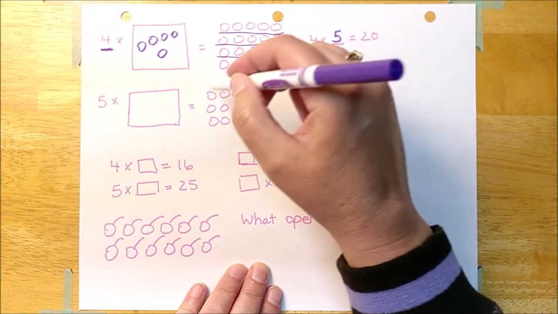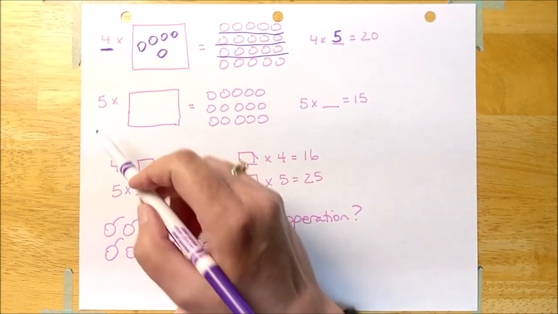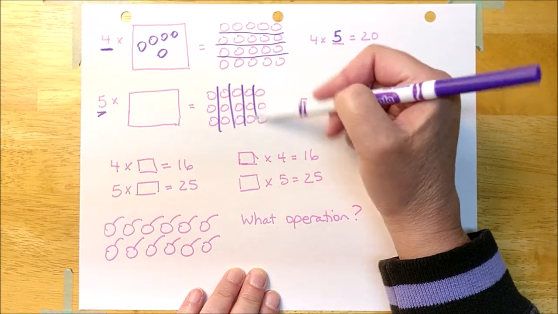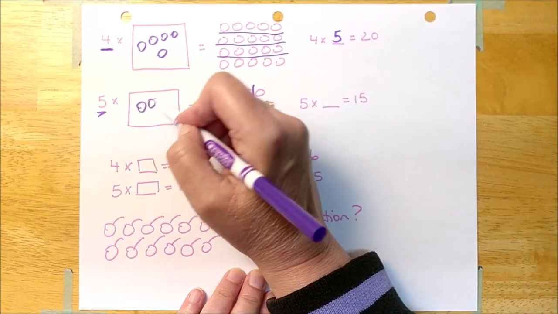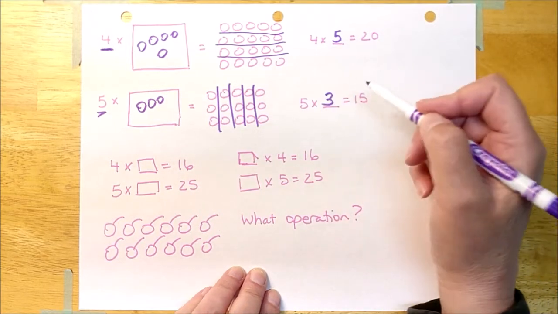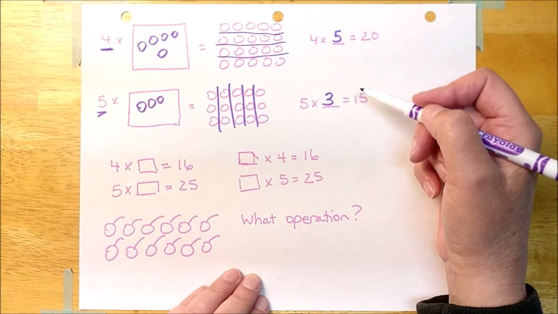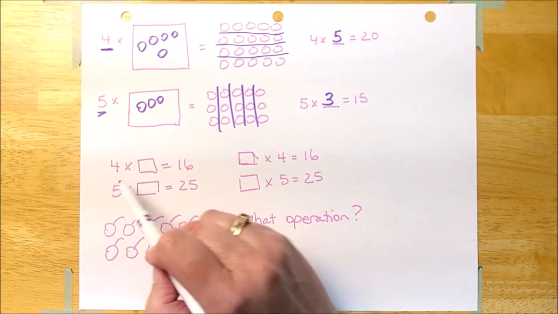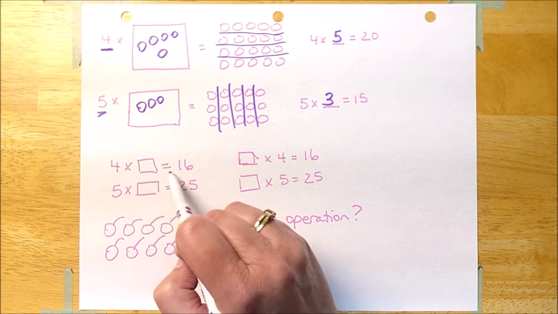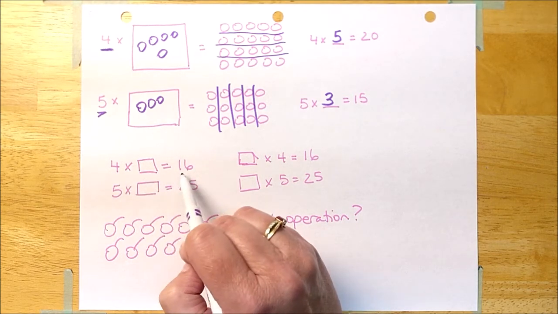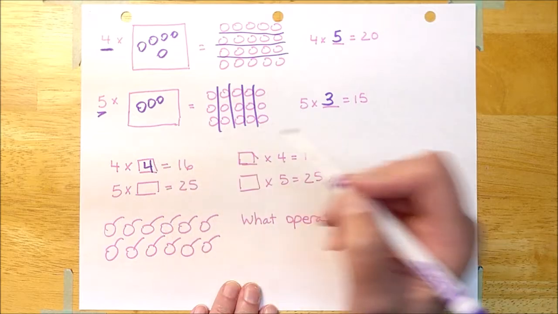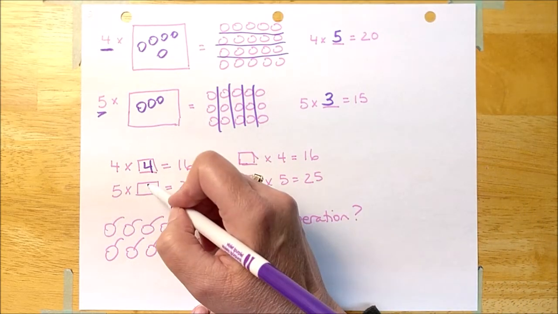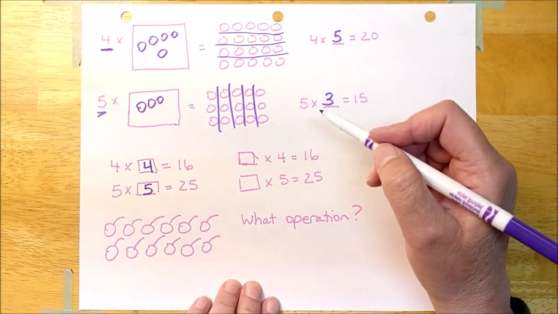Here I have 15. So I'm going to divide those into 5 groups. How many are in each group? 3. So 5 times 3 equals 15. I'm going to do it without the picture this time. So 4 times what equals 16? 4 times 4 equals 16. 5 times what equals 25? 5 times 5 equals 25.